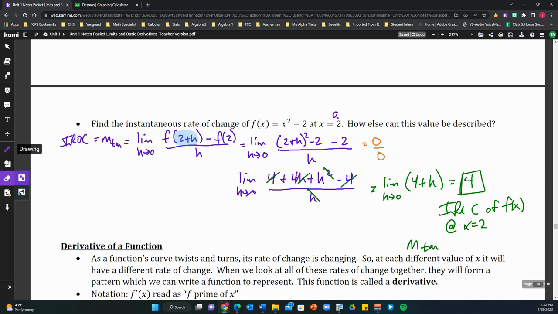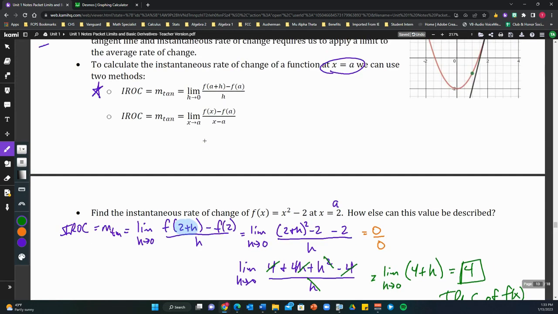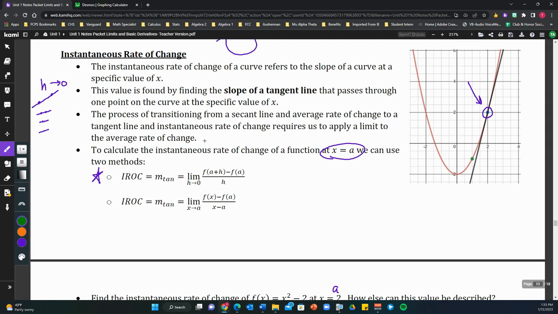So if I graph that function x squared minus 2, and I draw that tangent line, if I go back up here, this is actually the equation of this graph. The parabola here is x squared minus 2. This is the tangent line at x equals 2. The slope of this line is 2. So that is exactly the rate of change of this curve at that exact point.